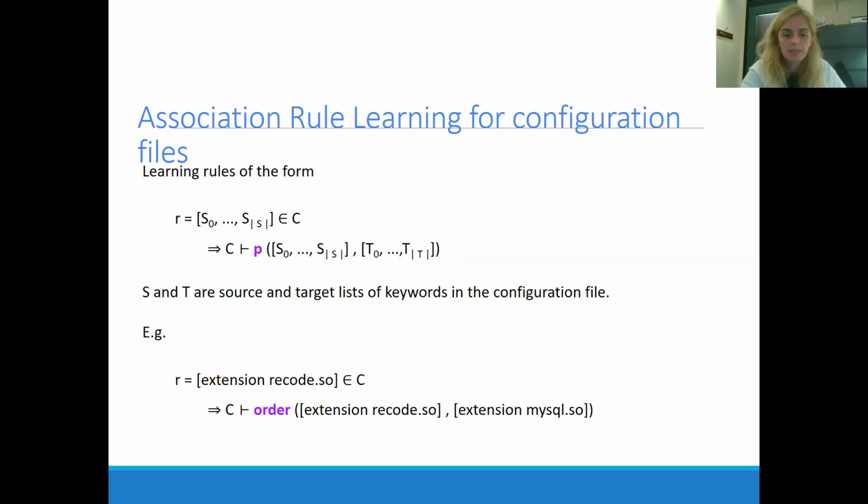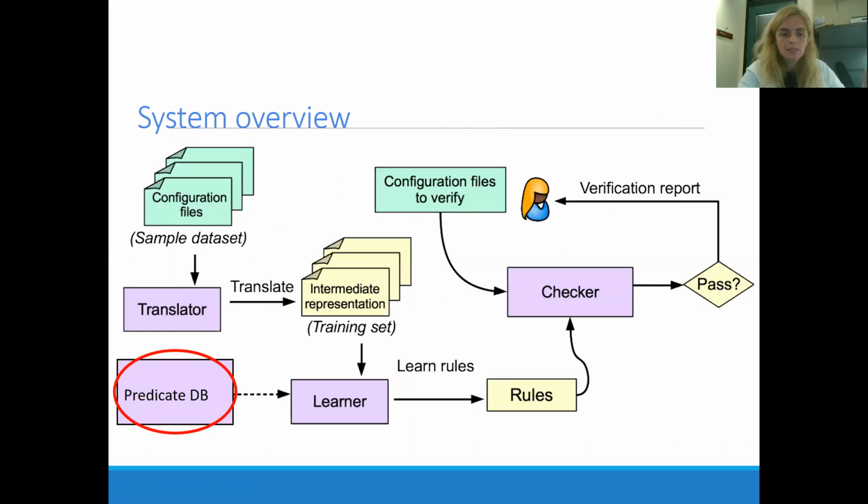So for example, when it comes to libraries like MySQL and Recode, we know that they have to respect the ordering predicate, that Recode has to appear before. So this is the type of property that we want to learn. If it comes to two sizes of memories, we want to learn that one always has to be smaller than the other. So that brings me to maybe telling a little bit more about this predicate database that we are considering.